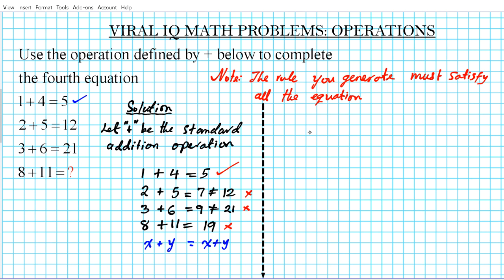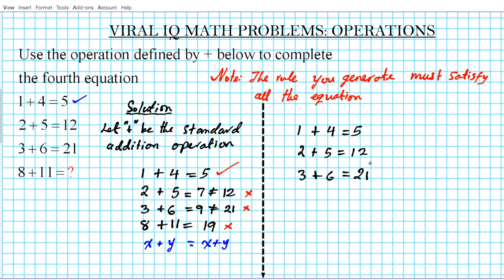Alrighty, so let's try another approach. We have 1 plus 4 equals 5. And then we have 2 plus 5 equals 12. And then 3 plus 6 equals 21. Let's just focus on these three equations and see if we can generate a rule. Okay, so one thing I like to do is take a look at the output and work my way back to the input. All right, how can I express this final answer as a combination of these two addends, or these two numbers that we have here?